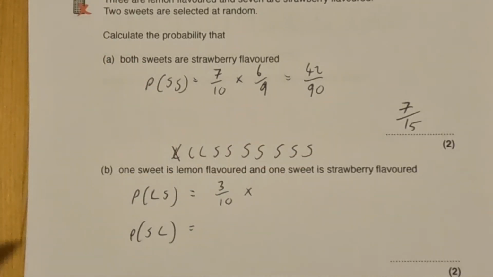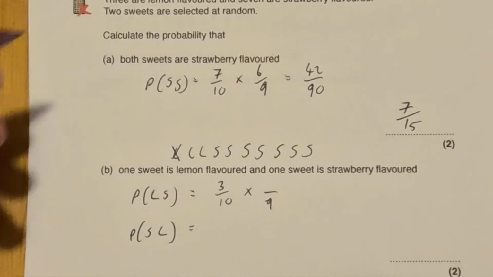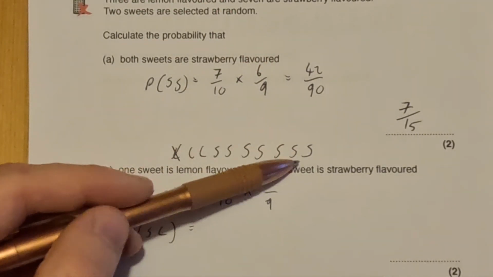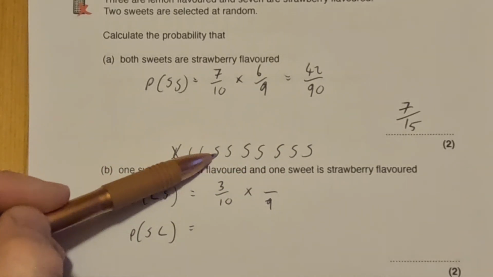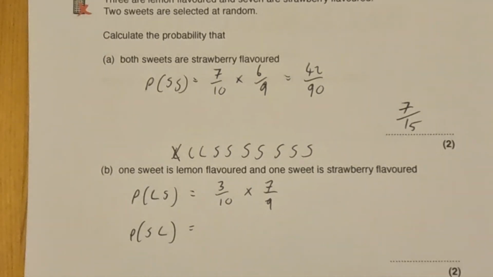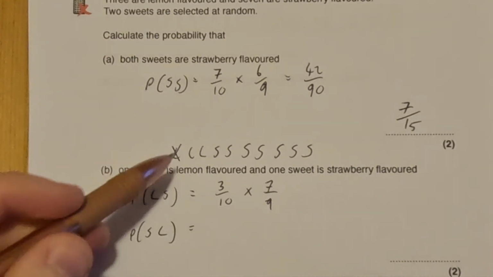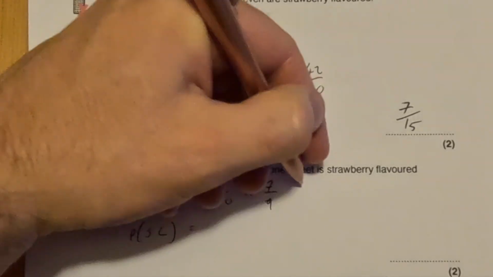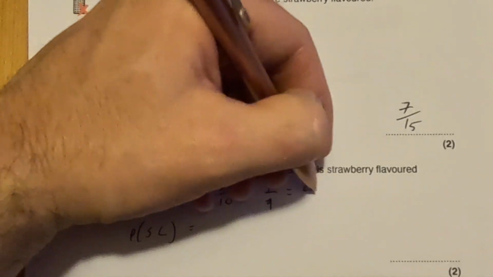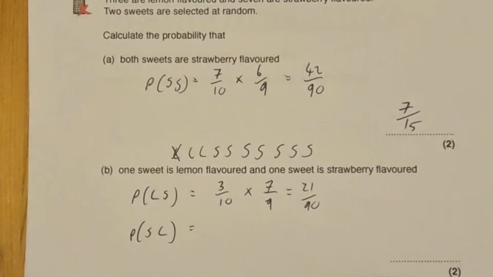So now we're left with 9 sweets. So we'll have a 9 on the denominator. And we want to find the probability that the second sweet is a strawberry sweet. So there's 7 strawberry sweets. So if the first sweet that's taken out is a lemon sweet, the probability that the second one's going to be a strawberry sweet would be 7/9. So if we multiply those together, 3 times 7 is 21, and 10 times 9 is 90. So the probability of getting a lemon sweet and then a strawberry sweet would be 21/90. Now let's have a look at the probability of getting a strawberry sweet and then a lemon sweet.